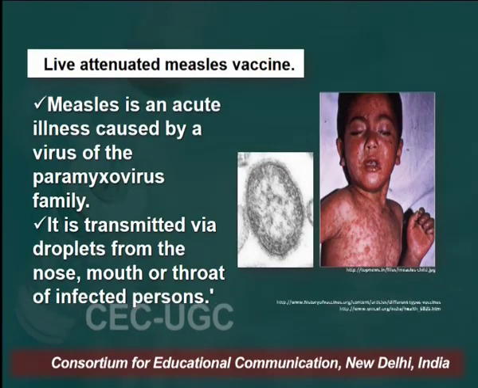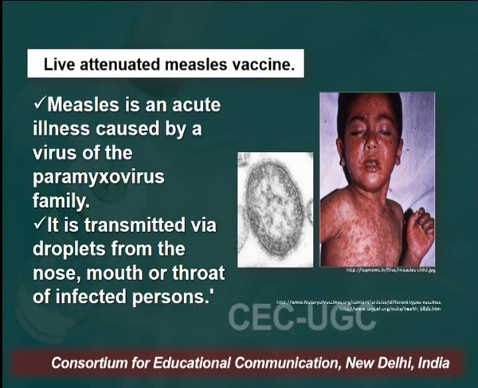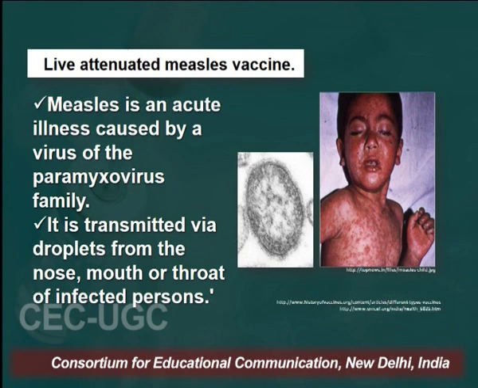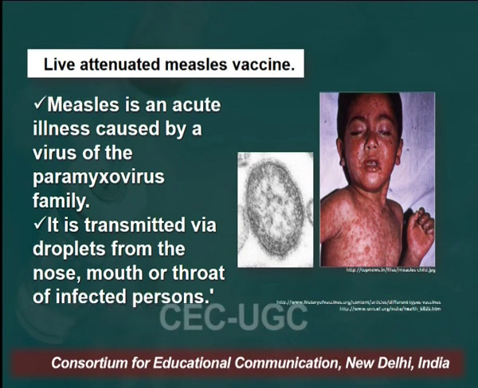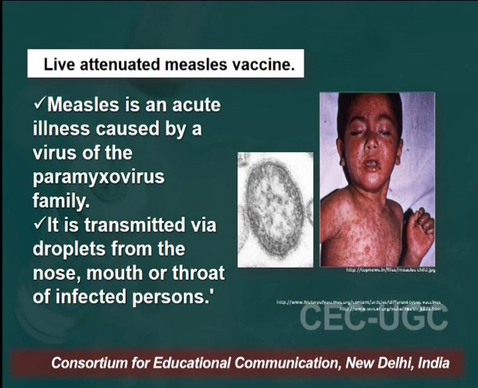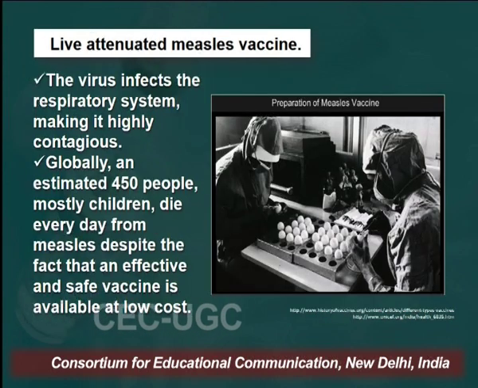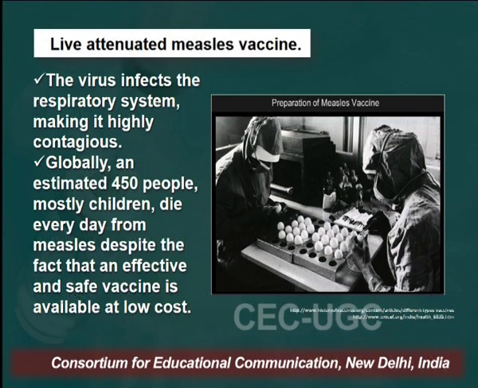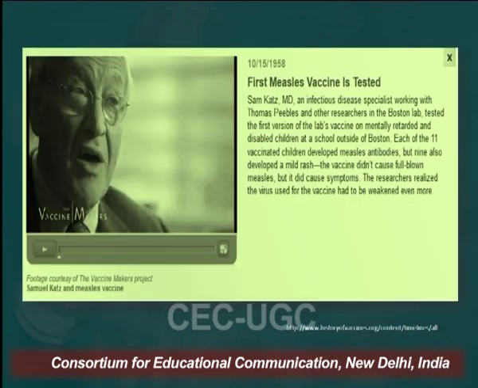Now, measles is basically an acute illness caused by a virus of the paramyxovirus family. It is generally transmitted with the help of droplets from the nose, mouth, and throat of an infected person. We can see here the body rashes which have developed. The virus majorly infects the respiratory system, and it is highly contagious. It is said that lots of people die every day because of these attacks.